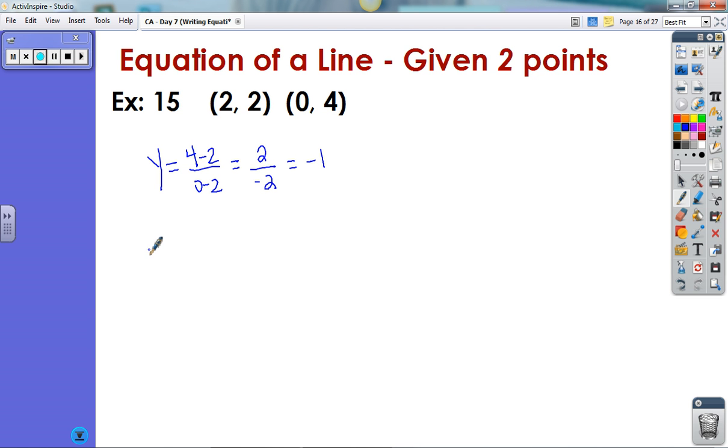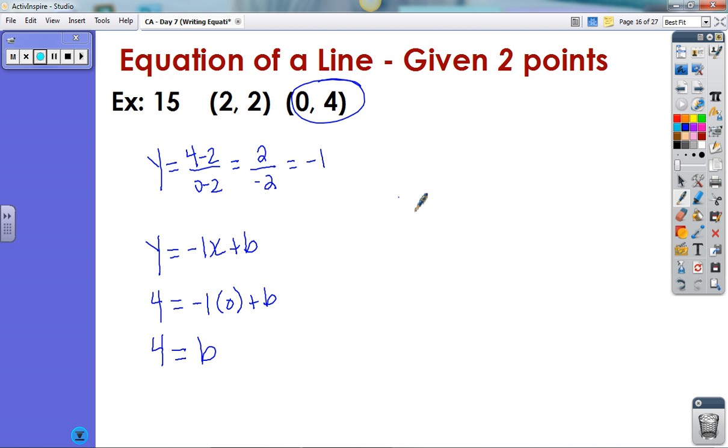So that slope simplifies to be -1. And now I'm going to pick one of the points. Remember, if it has 0 in it, that's typically the easier one, but you certainly don't have to pick that one. So this ends up being 0, so b is 4. So y equals mx plus b.